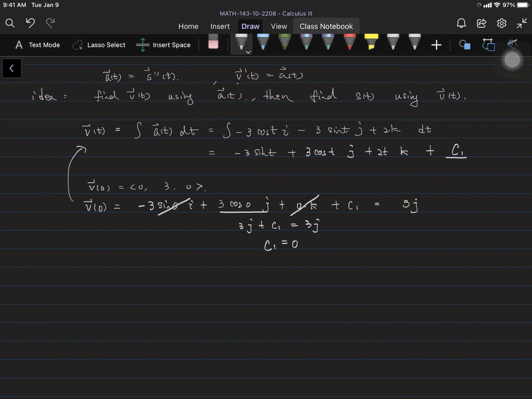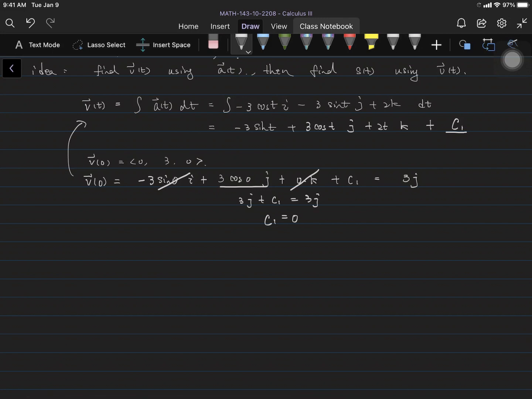It depends on our initial condition. If my initial condition equals something like k, then my c1 will be k, right? So it depends on the initial condition. Now c1 is 0 based on this condition, and now I'm going to rewrite my v(t), the velocity.